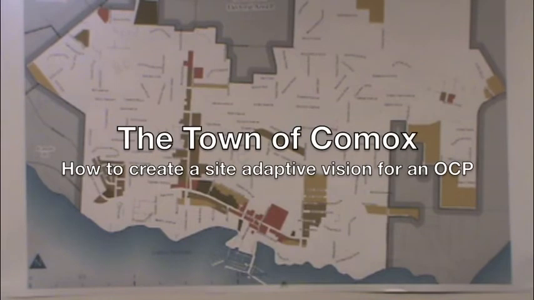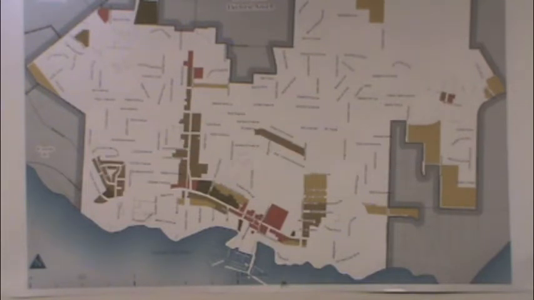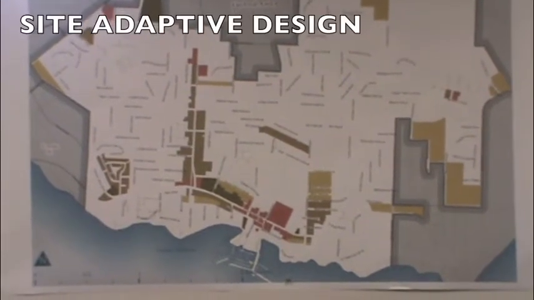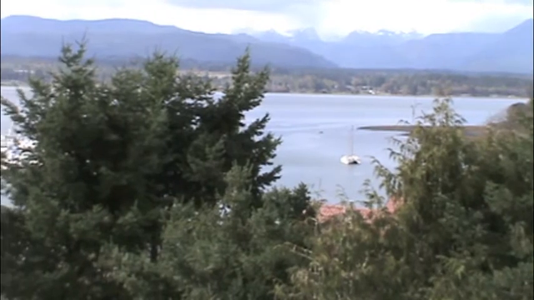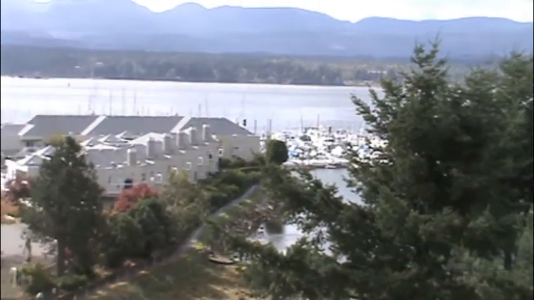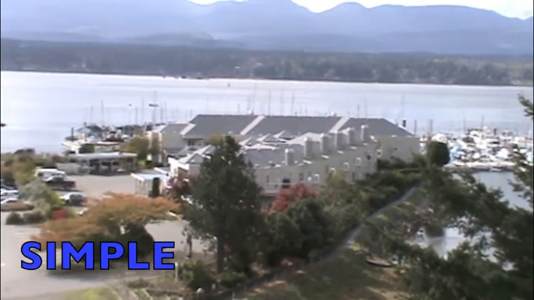Welcome to a short video that demonstrates how to create a meaningful vision for a Development Plan Growth Strategy, or OCP. Our process is based on the principles of site adaptive design, which require a thorough understanding of the place where a development is proposed. Every place is different. Some places are very complex and require much investigation to understand.